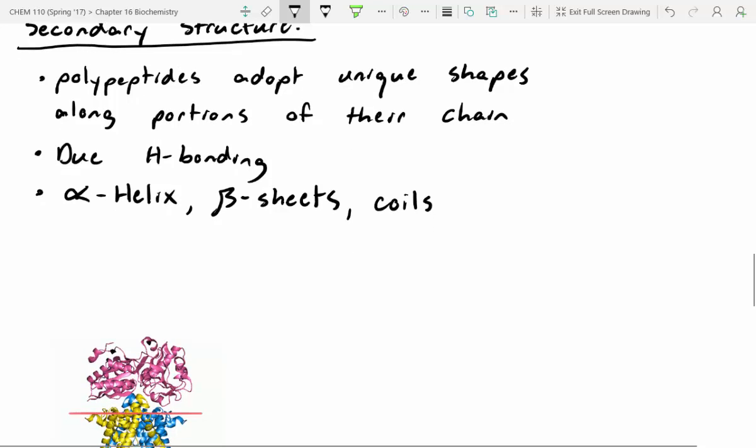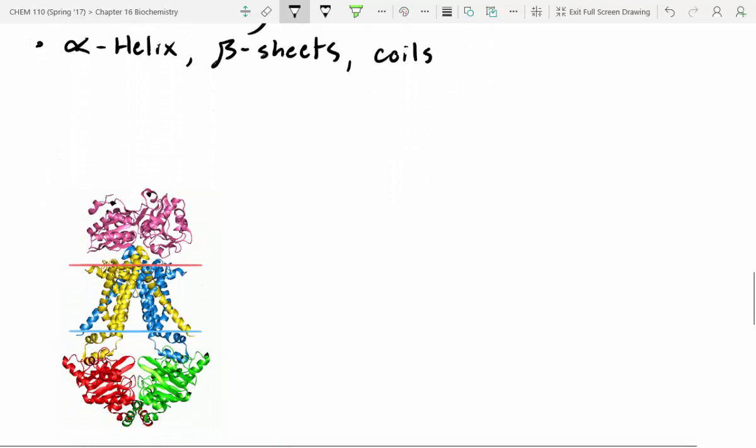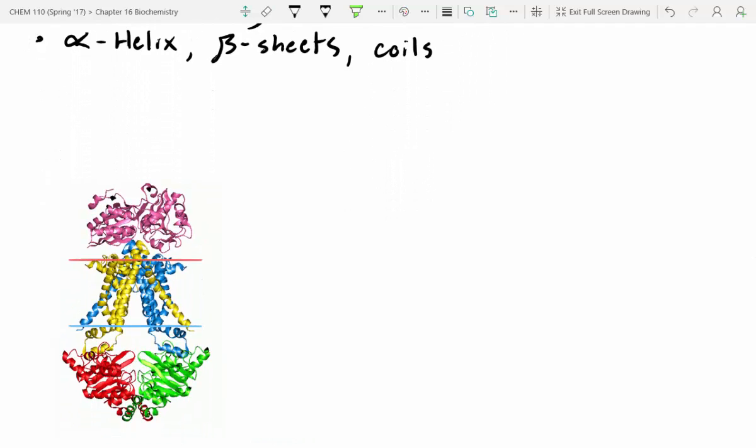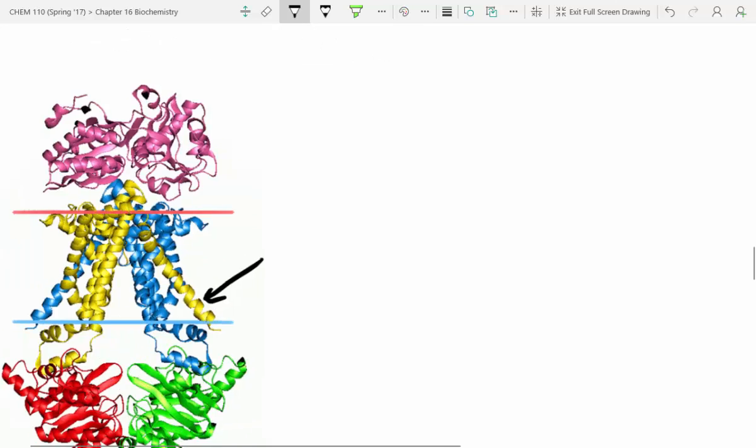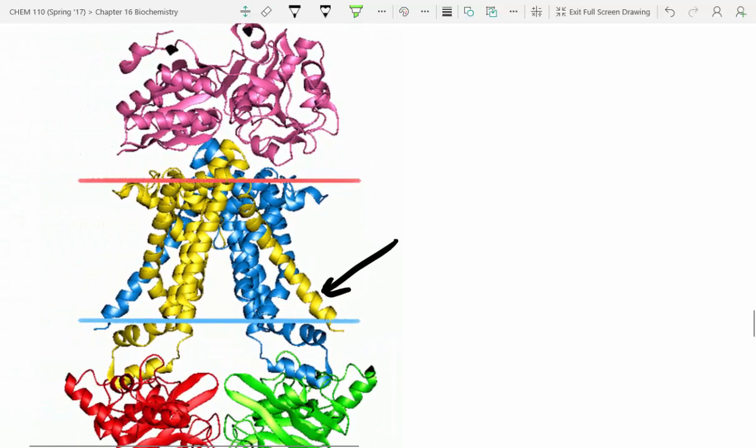So let's take a look at how you might see proteins drawn in a textbook. So for example, what do you think this big yellow portion is right there? Let's zoom in. You think that's a beta sheet or a helix? Helix, exactly. So this would be an alpha helix.